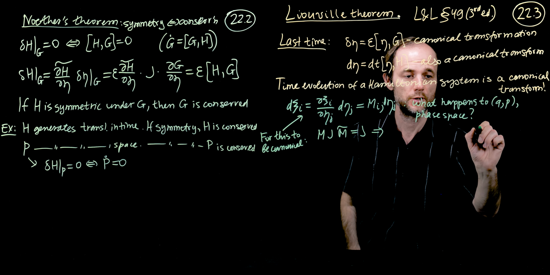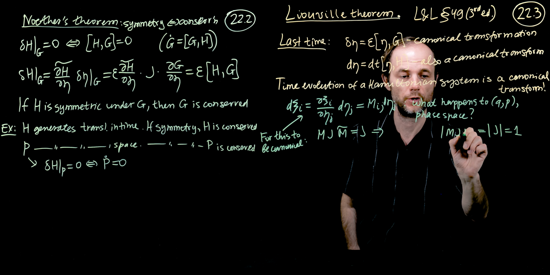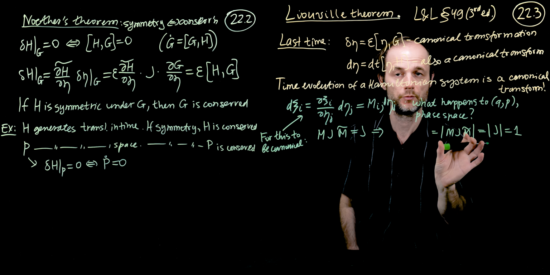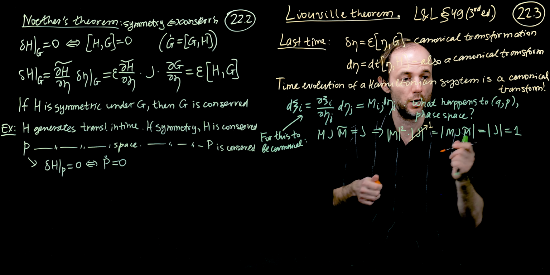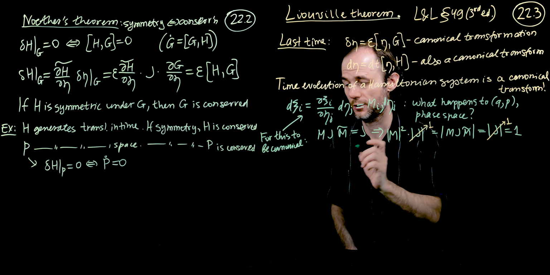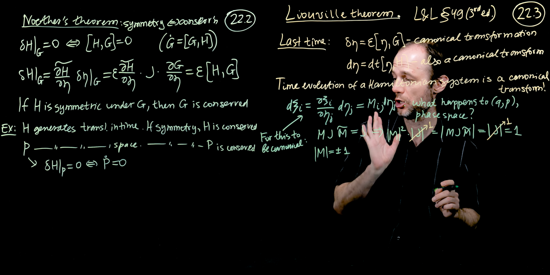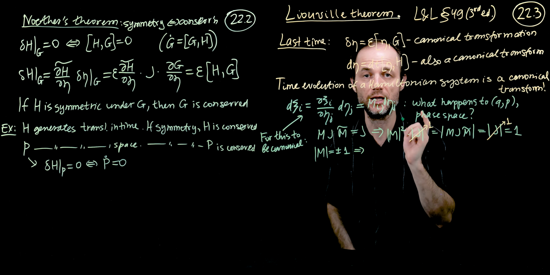So what we're going to get then is, on the right hand side, the determinant of J, which is 1. On the left side, we're going to get the determinant of M J M transpose. Because the determinant of a product of matrices is the product of determinants, we're going to have two determinants of M and M transpose, which are the same. So we will have the square of the determinant of M times the determinant of J. And here, what's important is that the determinant of J is unity, just like it is here. As a result, we can conclude that the determinant of M is either plus or minus unity. And that means that the phase space volume is conserved.